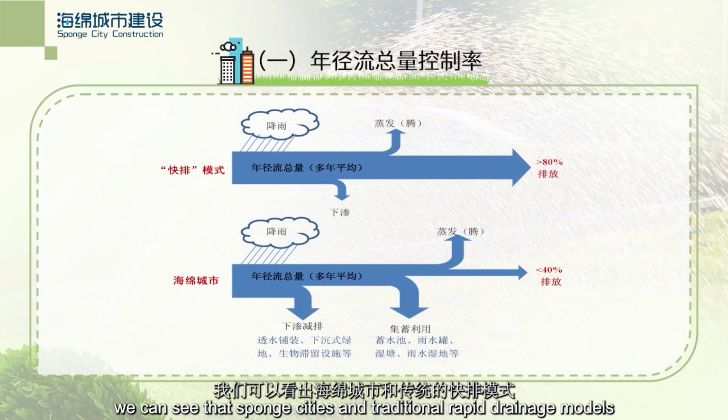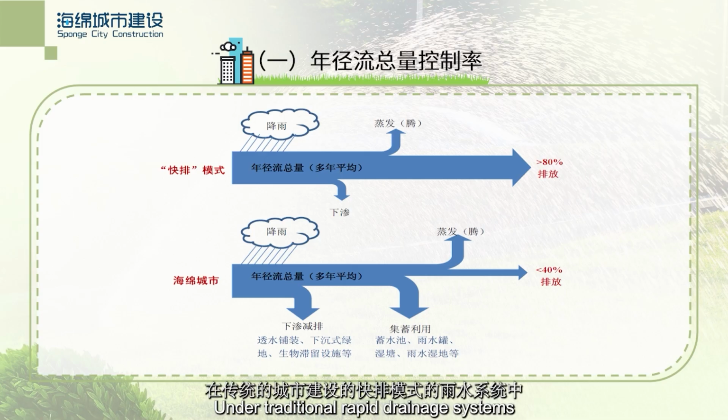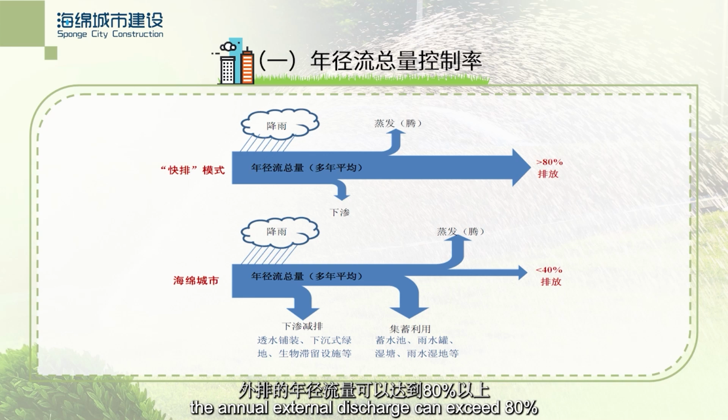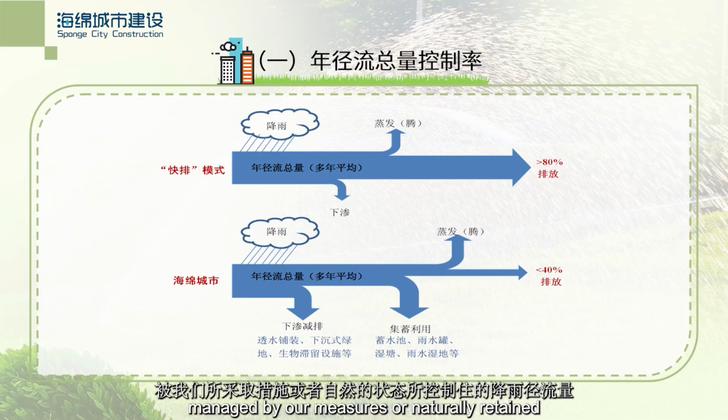From this chart, we can see that sponge cities and traditional rapid drainage models differ significantly in annual external runoff volume. Under traditional rapid drainage systems, the annual external discharge can exceed 80%. With the concept of sponge city construction, external discharge can be controlled to less than 40% of annual rainfall. The remaining runoff is managed by our measures or naturally retained.